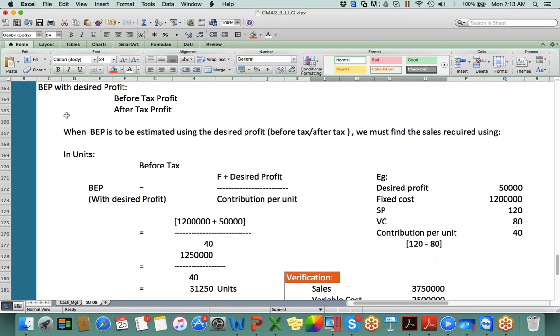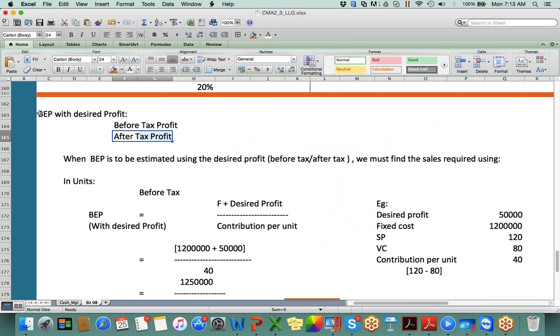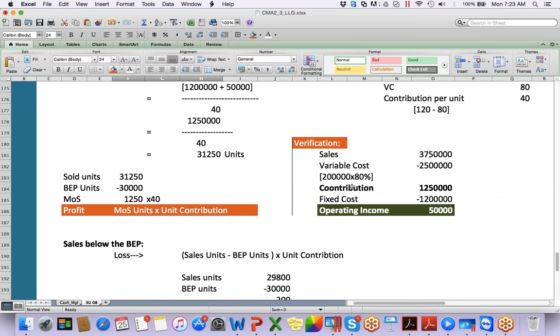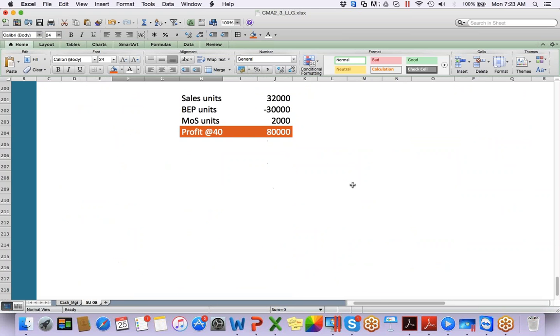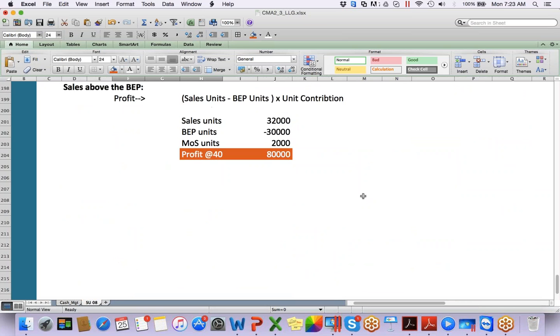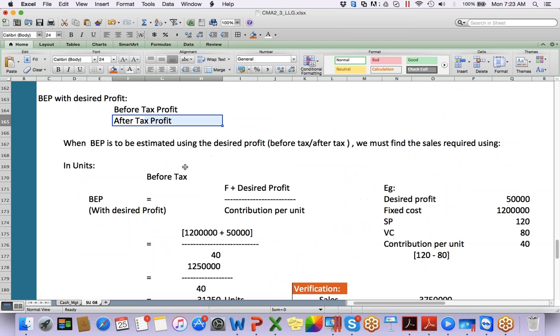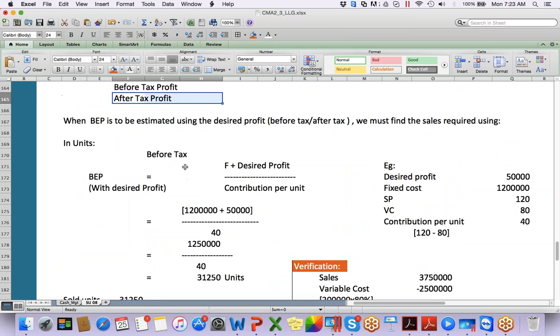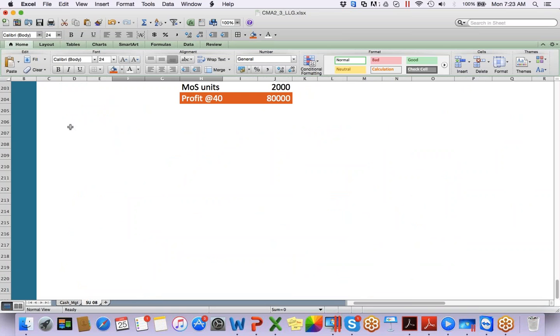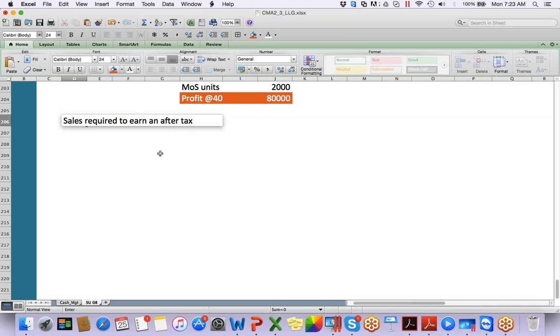So now we'll go for the after tax profit, break even point with the desired after tax profit. Got it? Now let us calculate the break even point with after tax profit. How many units are to be sold to reach break even point, that will give you profit as well? Sales required to earn an after tax profit. Listen carefully.